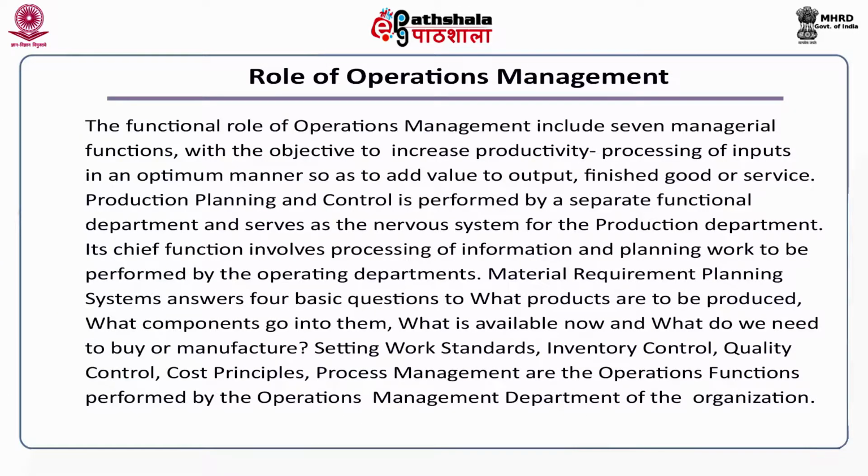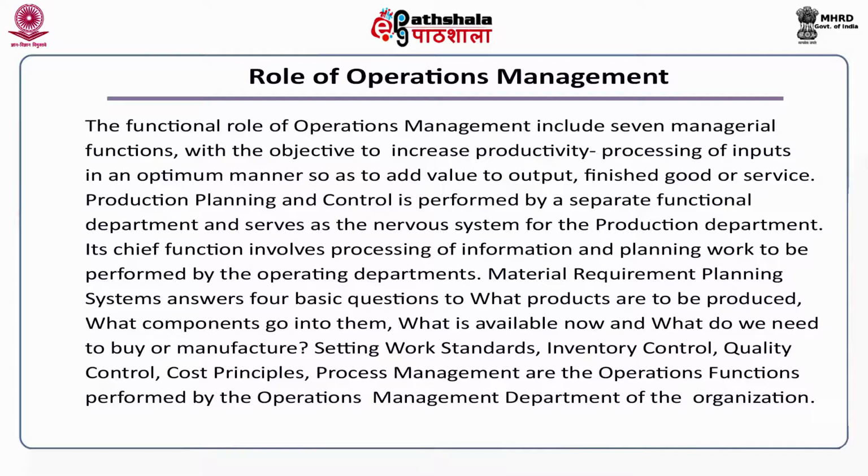The functional role of operations management includes seven managerial functions with the objective to increase productivity, processing of inputs in an optimum manner so as to add value to output, finished goods or services. Production planning and control is performed by a separate functional department and serves as the nervous system for the production department. Its chief function involves processing of information and planning work to be performed by the operations department.